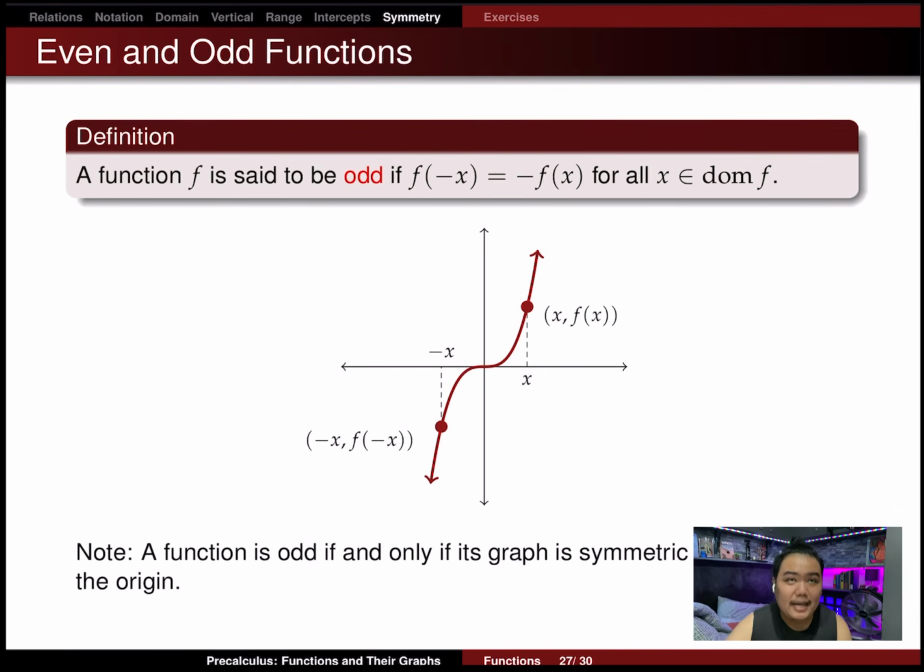So, paano nyo malalaman kung symmetric sa origin? Dapat yung point dito, pag nireflect mo sa x, tapos nireflect mo sa y, makukuha mo yun. Dapat magko-coincide pag tinupi mo sa x, tapos tinupi mo sa y. And take note lang, ang function, pwedeng even, pwedeng odd, pwede rin siyang odd and even, pero pwede rin siyang hindi odd at hindi even.